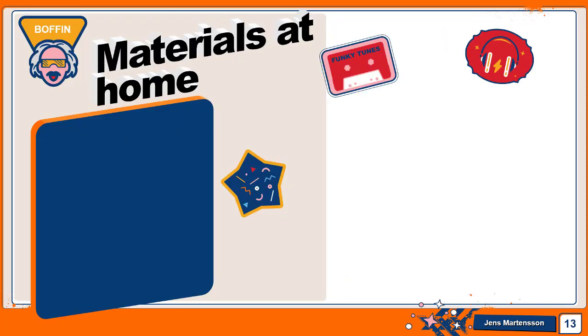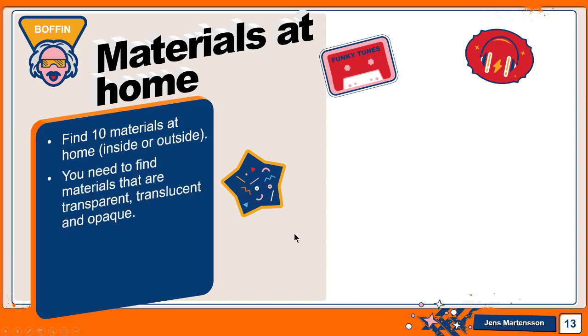Alright, so what I'd like you to do next is take a minute, actually take 5 minutes, to find 10 materials inside or outside your house, so sort of at home. So I would like you to stay at home, obviously, and to look around in your house or go outside the house and see if you can find 10 different materials, if possible. Now, you need to find materials that are, or that you think are, transparent, translucent, and opaque. And you have 5 minutes.